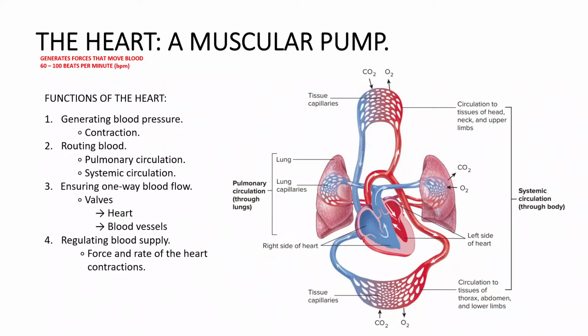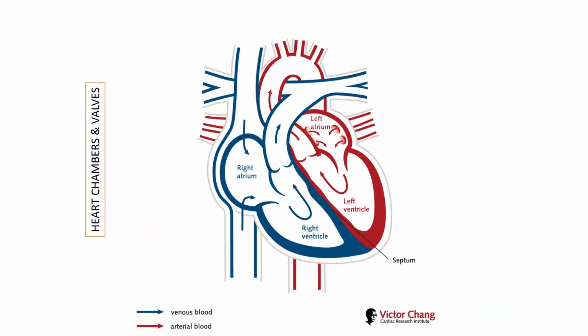And then the last function of the heart is regulating blood pressure. That one we'll see in depth on Sunday, if you allow us to have a class. One of the ways in which this happens is the force and the rate of the heart contraction. When the heart contracts and relaxes, blood supply and blood pressure in your system are regulated.